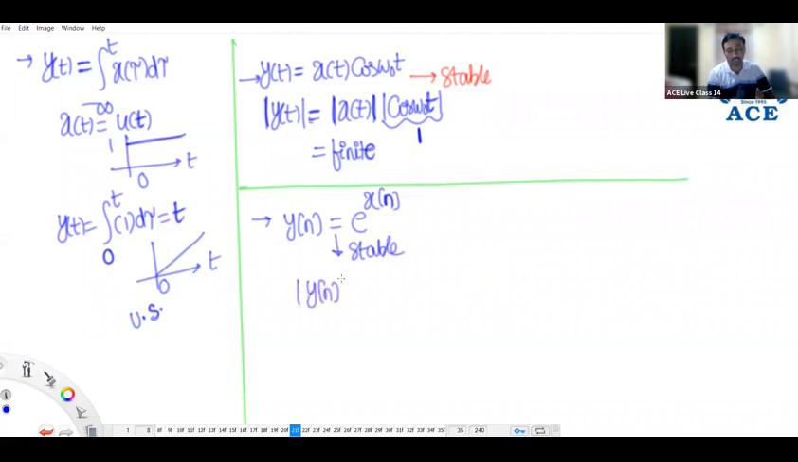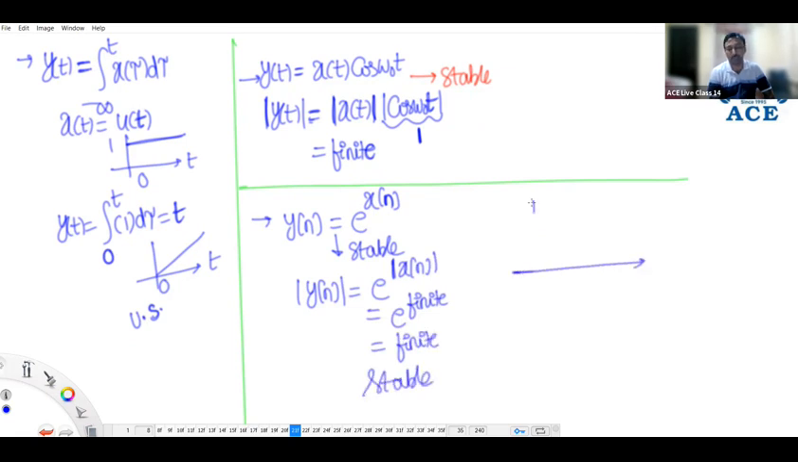Modulus of yn equals e power modulus of xn. Of course, the magnitude of input must be finite, sir. E power finite value is finite. A finite system is stable. Don't have a wrong thought of the e power x curve.